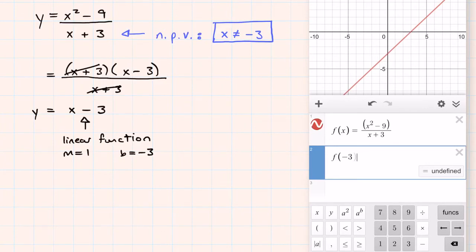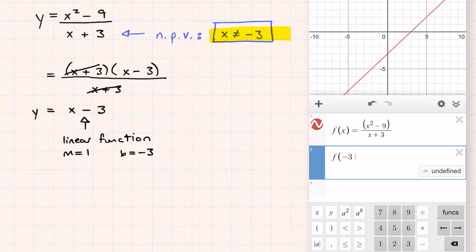So then when I look at this graph, I look at where x is negative 3, and I don't see anything. There's nothing there. And it's because it's just in this one instant. There's no point. There's points everywhere to the right of negative 3, and there's points everywhere to the left of negative 3. But at negative 3, there's nothing there where this non-permissible value is.